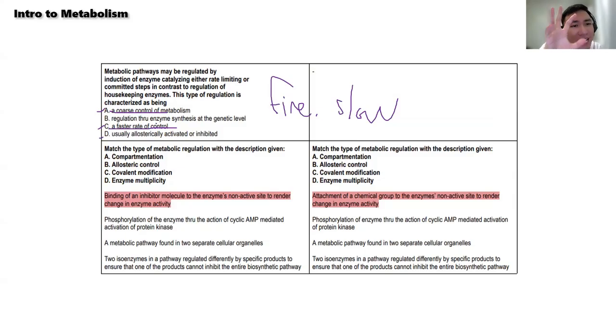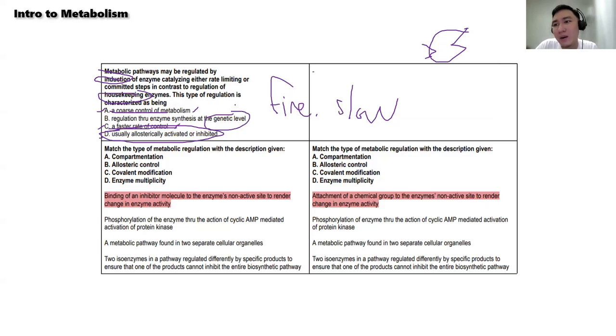Yung pag-regulate natin ng enzymes, yung housekeeping enzymes, sila kasi yan. Sila yung coarse control, faster rate, and sila din yung allosterically activated or inhibited. Bakit naging coarse and fast yung pag-allosterically activate or inhibit mo? Kasi kung ito yung enzyme mo, lagyan mo lang ng allosteric inhibitor dito, tapos na regulate mo na kagad yung activity ng enzyme. Pero yung induction of enzyme activity, meaning you produce more enzymes, you do that at the genetic level.